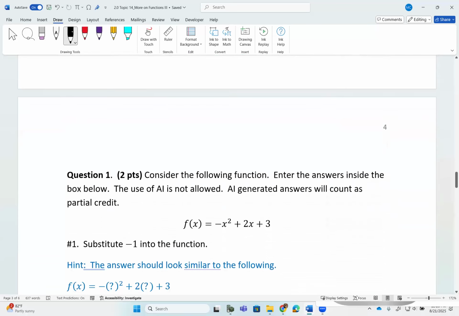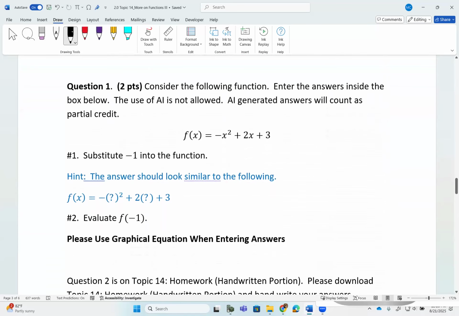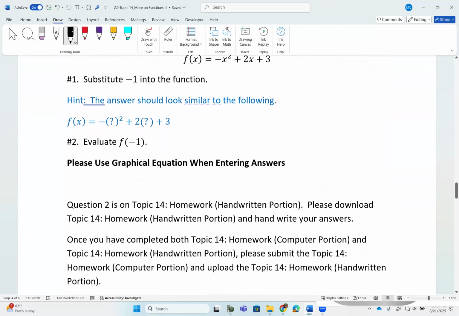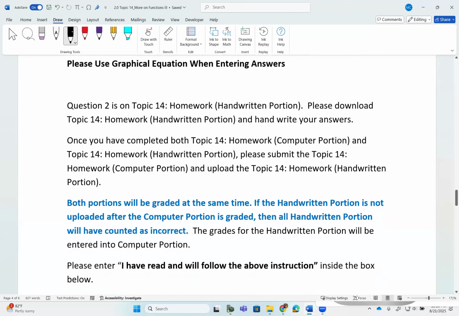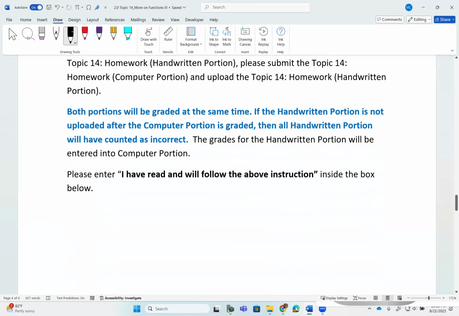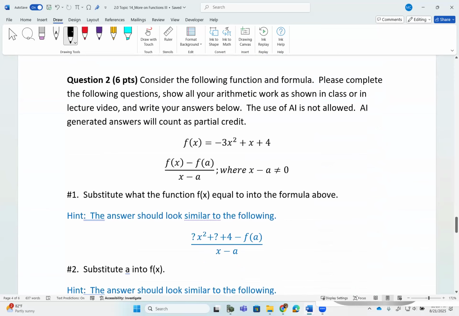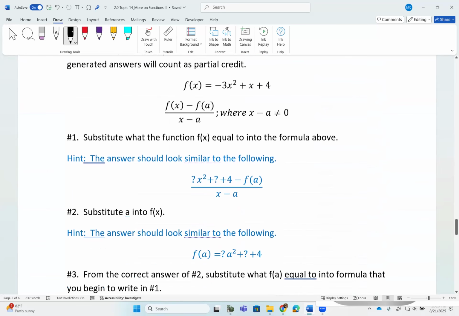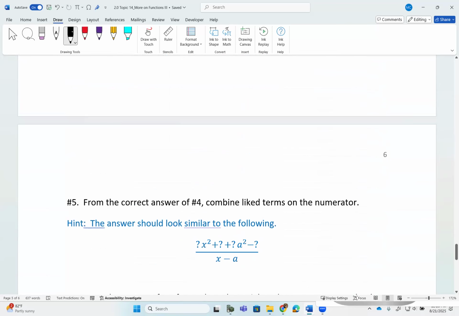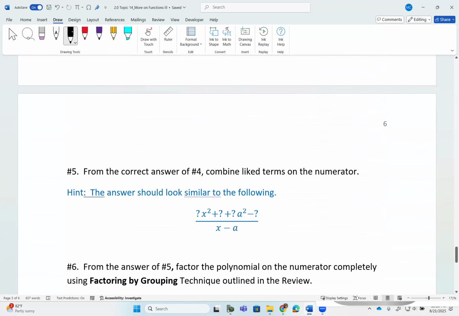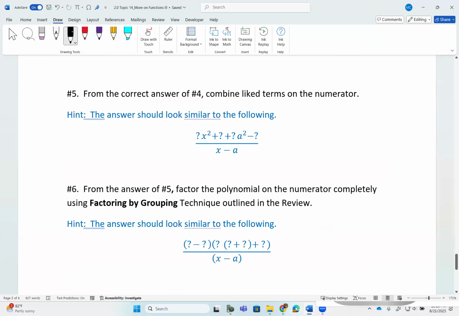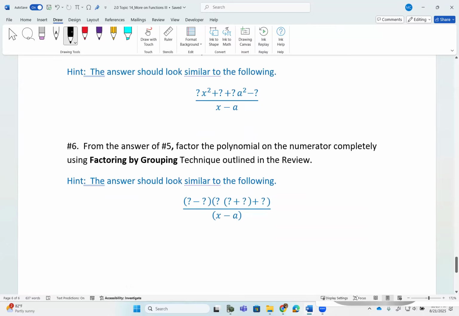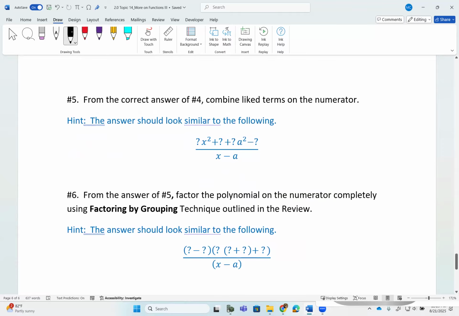Okay. So on the homework, the first question is to substitute negative 1 into the function, and then number 2, you evaluate. Question number 2 is on the handwritten portion. Question number 2 is the same one as the one we just did, except I'm using function f. So follow the steps like I just did. And at the very end, make sure you show the work like I showed you just in class. And write the answer this way. You don't have to cancel out the x minus a. You can just write the whole thing because we know the x minus a can be canceled out. So just leave your answer in this format, just like I did.